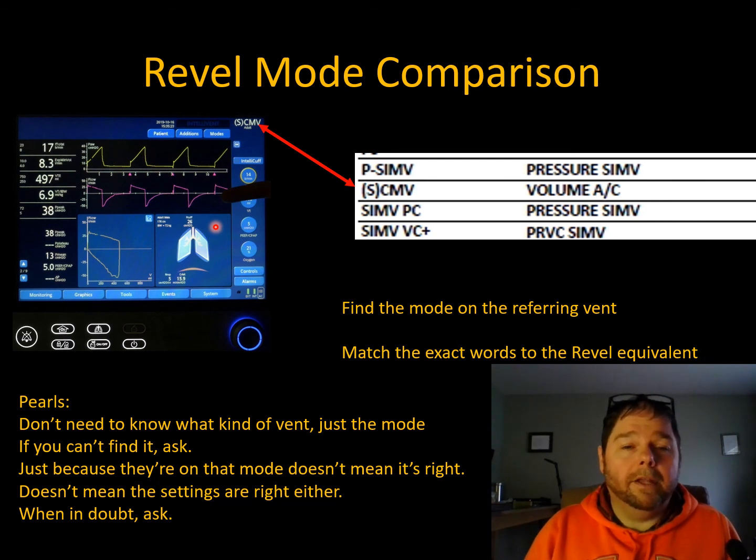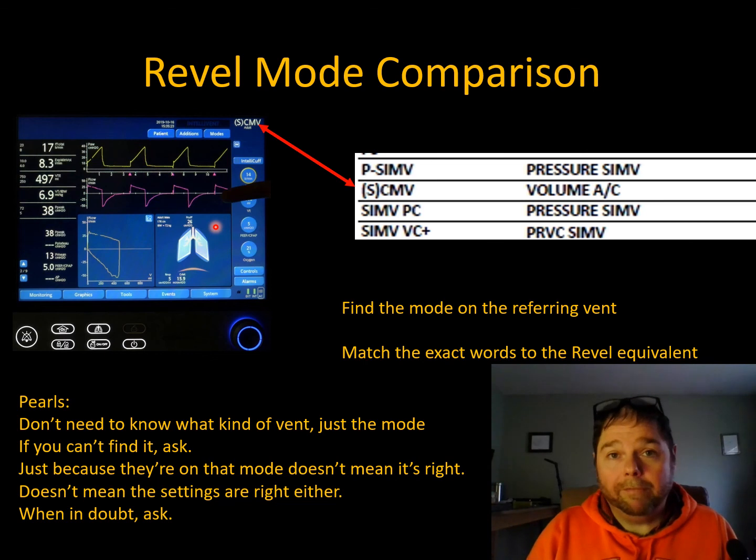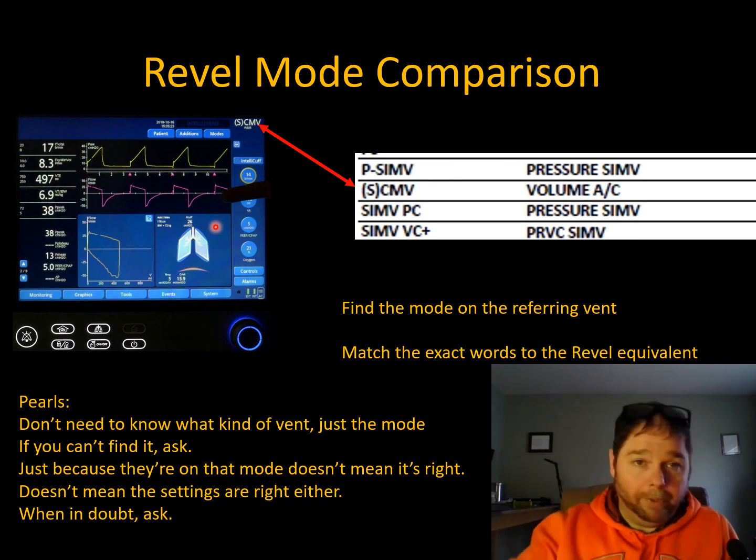And the other thing about that too is keep in mind that just because they're on a certain mode on that ventilator doesn't mean that's correct. That may need to be changed. It may need to be different. So if you look at what they're doing and it's not working, then it's okay. You can find what their mode is, but you may need to do something different on yours, which means you'll just kind of punt completely away from this.